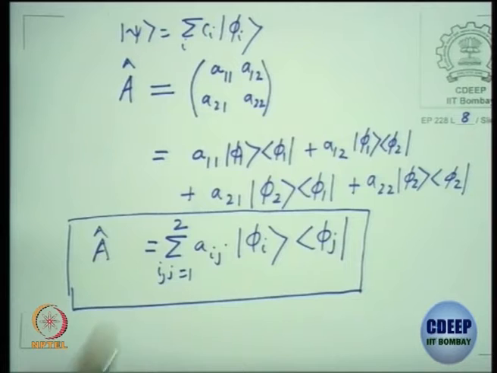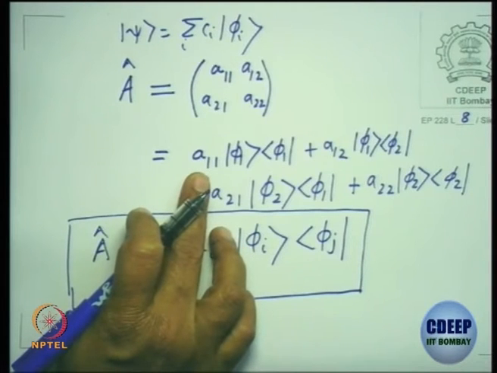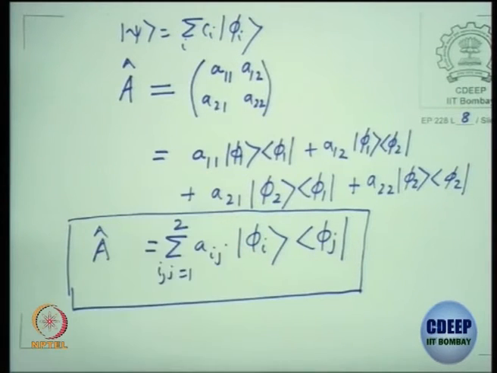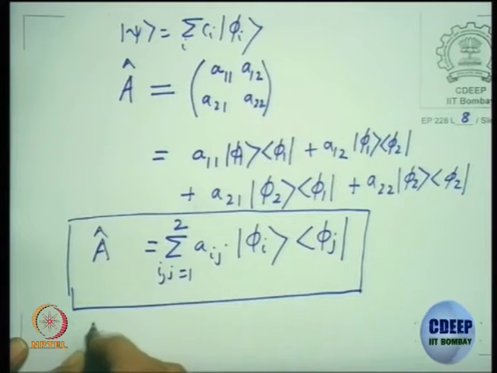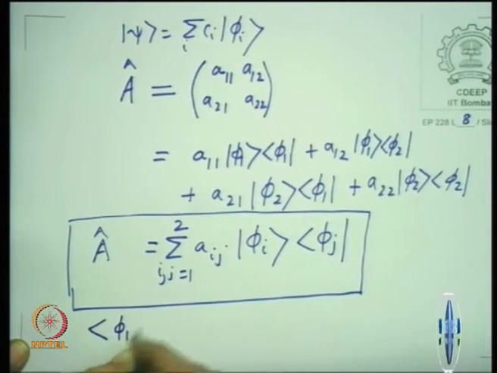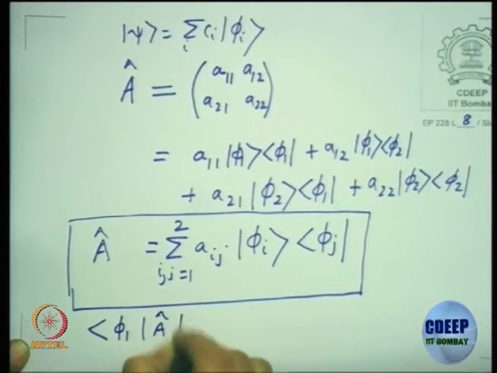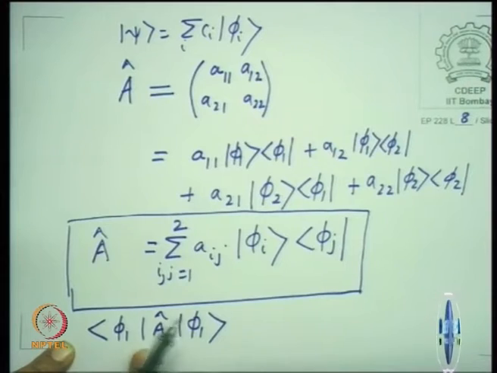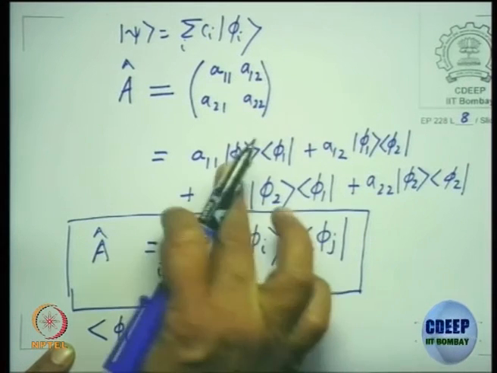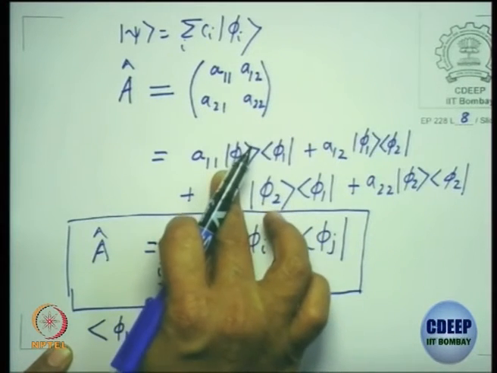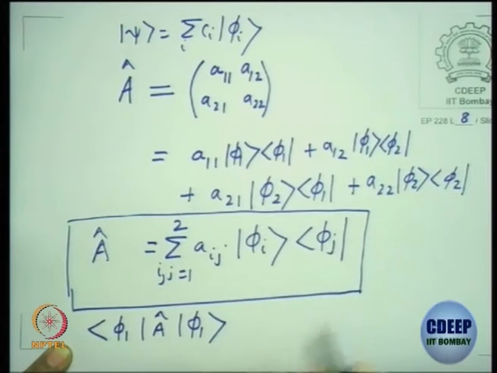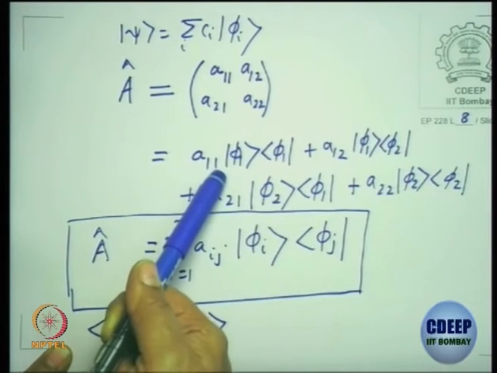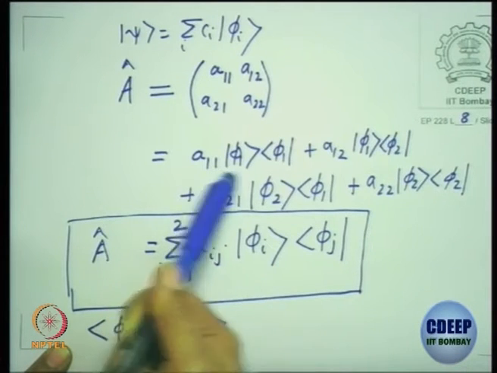And from here can we extract, let us say, what is A11? If I want to find what is A11, how will I go about it? So, let us do that. Let us take phi 1 with the A operator and phi 1. If you do this, what do we get? The left hand side angular bracket, the bra, will only give non-zero with which 2 terms? Only with the first term and the second term.